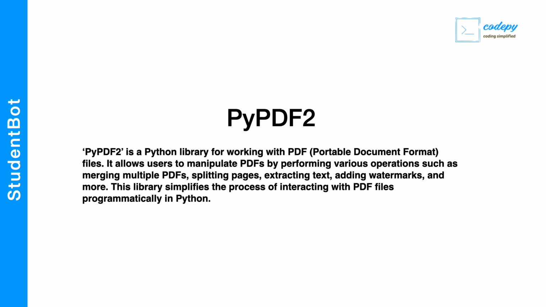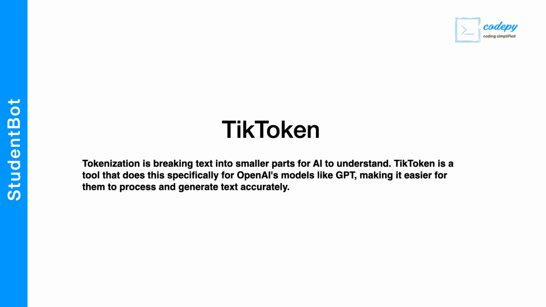What is PyPDF2? PyPDF2 is a Python library for working with PDF portable document format files. It allows users to manipulate PDFs by performing various operations such as merging multiple PDFs, splitting pages, extracting text, adding watermarks and more. What is tiktoken? Tokenization is breaking text into smaller parts for AI to understand. Tiktoken is a tool that does this specifically for OpenAI's models like GPT, making it easier for them to process and generate text accurately.